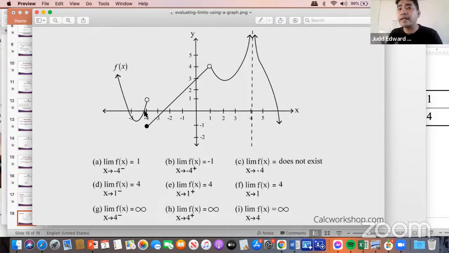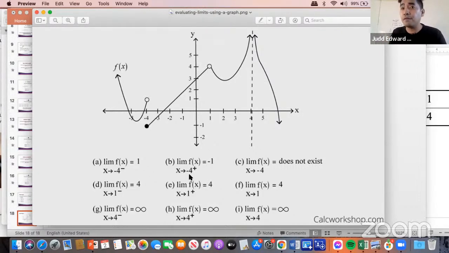Okay. Next, what is the limit of f of x as x approaches positive 1 from the left? Ito yung positive 1. Nakikita ba yung positive 1? Is there a graph na meron sa left side? Meron po. And that is? 4 po. Very good. The answer is 4.